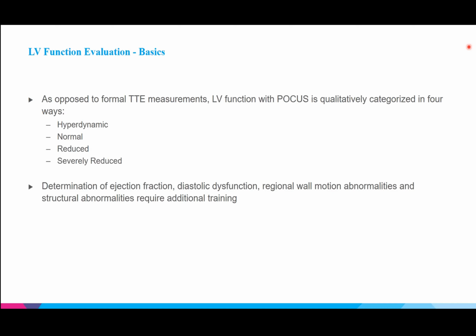Typically, if we wanted further determinations of ejection fraction, diastolic dysfunction, regional wall motion abnormalities, or structural abnormalities, this in general requires additional training. You can do a lot of these things at the bedside, but that won't be part of the purpose of this talk today.